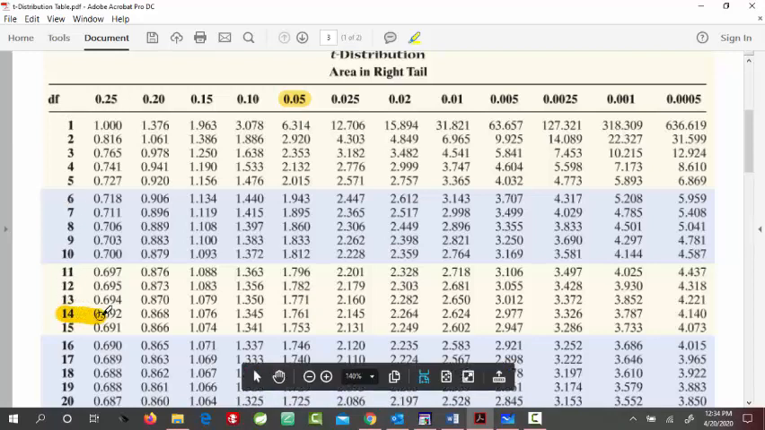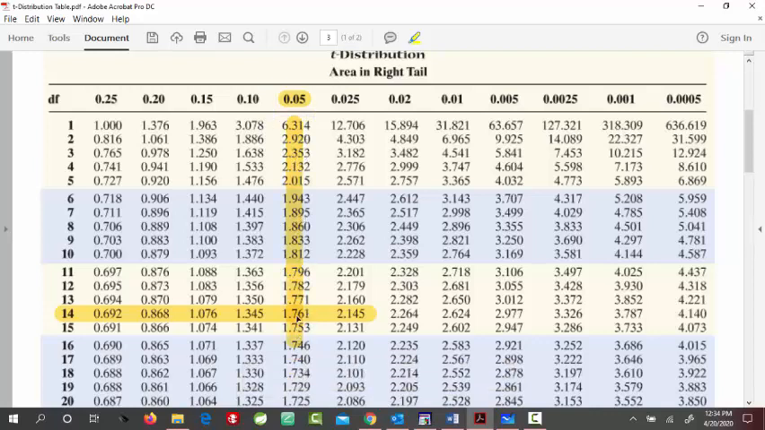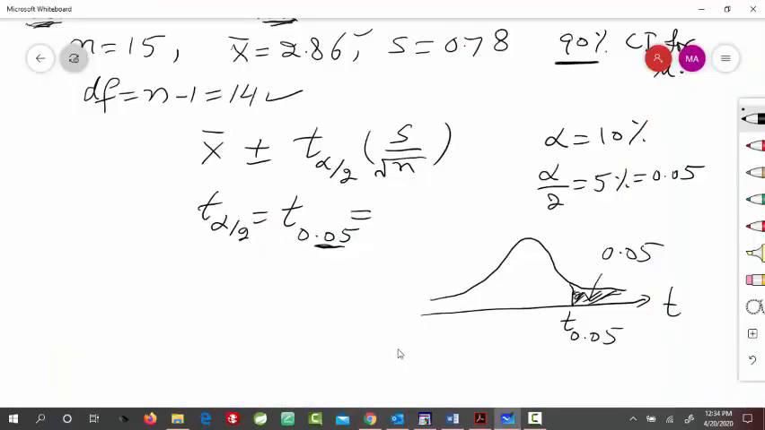So we would be looking in this row, and in this column. If you see that, at this intersection the value is 1.761. So this is our t value. And now the confidence interval would be found with this equation.